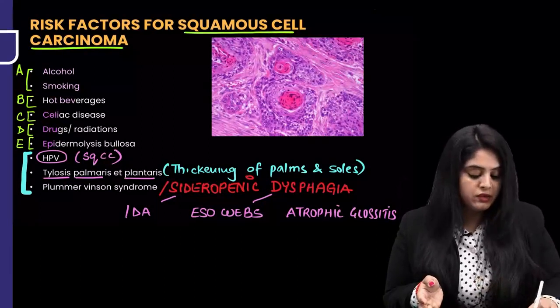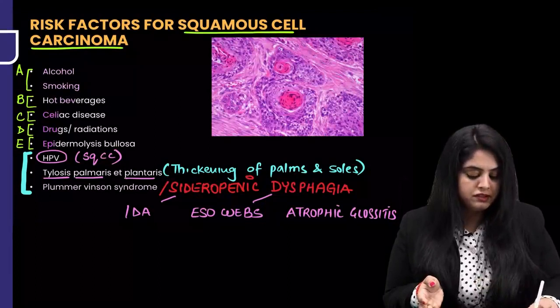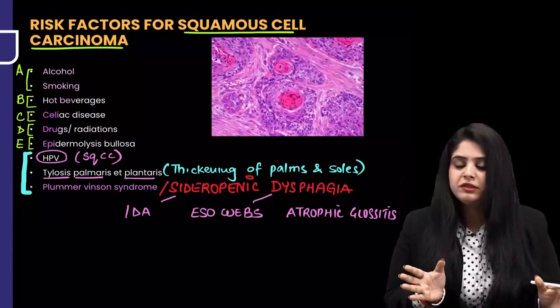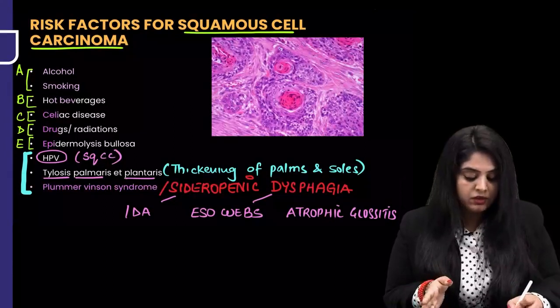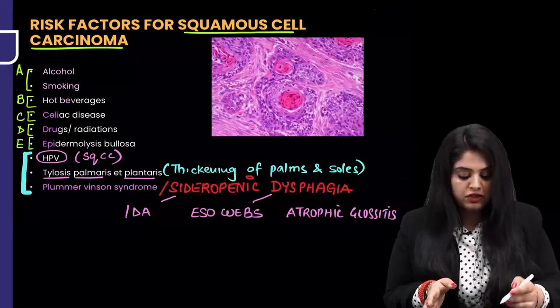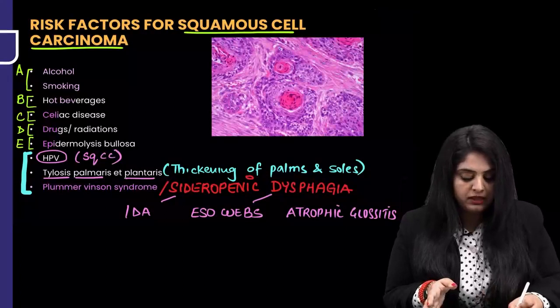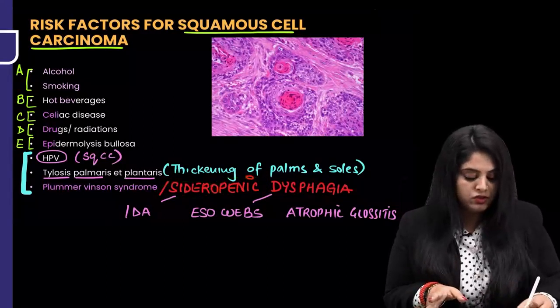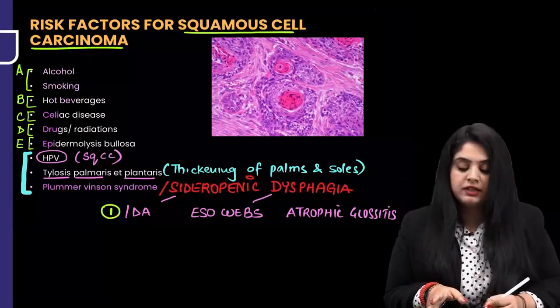Next, we have something known as PV syndrome, the Plummer-Vinson syndrome. This is a fancy name after scientists. PV syndrome is fine, but the other name is really going to help me, and the other name is sideropenic dysphagia. When we say sideropenic dysphagia, break the word. Sidero means iron, penic means deficiency. So the first thing that these patients have is iron deficiency anemia.